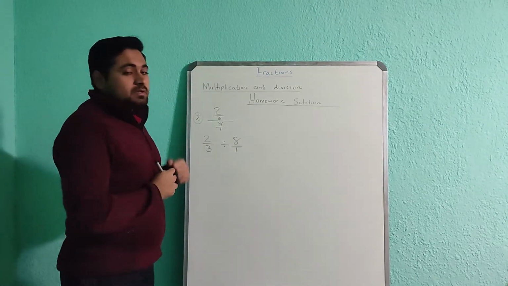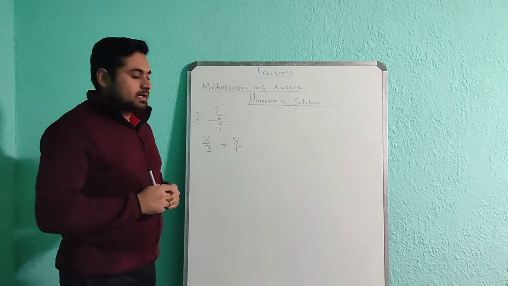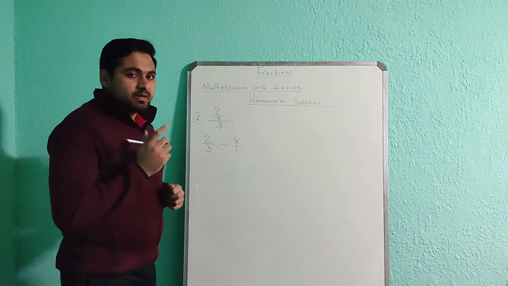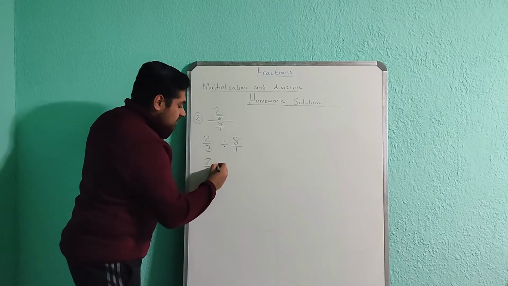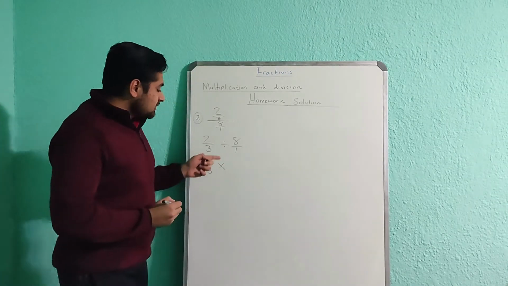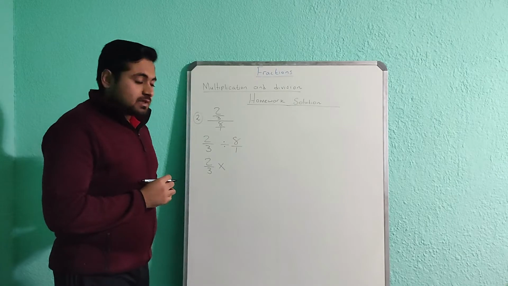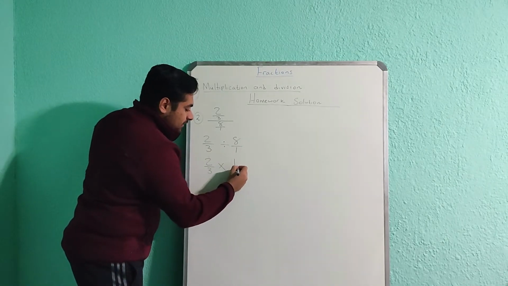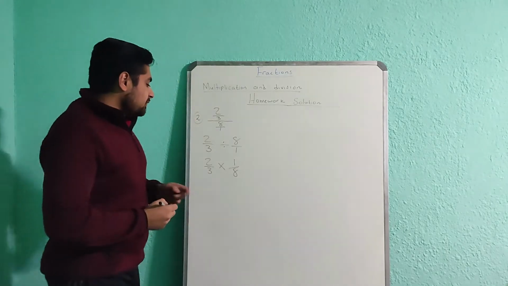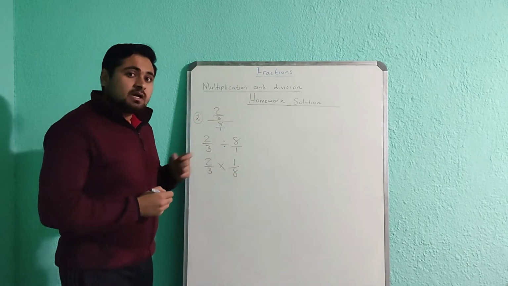From now on, we start performing our steps. What was step 1? Change the division sign to a multiplication sign. So we write 2 over 3, and change division to multiplication. If you change the division sign to a multiplication sign, it means you need to swap the next fraction. So 8 over 1 becomes 1 over 8. Therefore, we have 2 over 3 times 1 over 8.